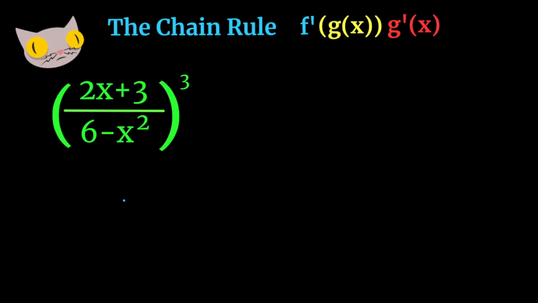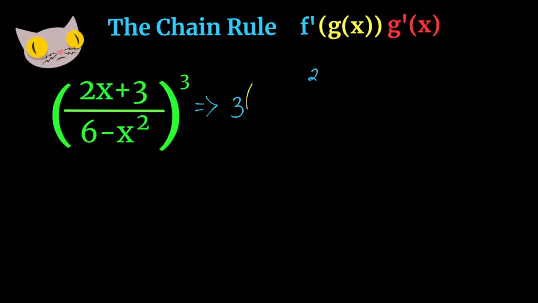Lastly, let's take a look at this one. So we see that our innermost function is 2x plus 3 over 6 minus x squared. We're going to need to use a quotient rule for this, and then a power rule for the outside. So let's first do the outermost function. We have 3, we'll bring it down, and then subtract 1, so 3 minus 1, it's going to be squared.